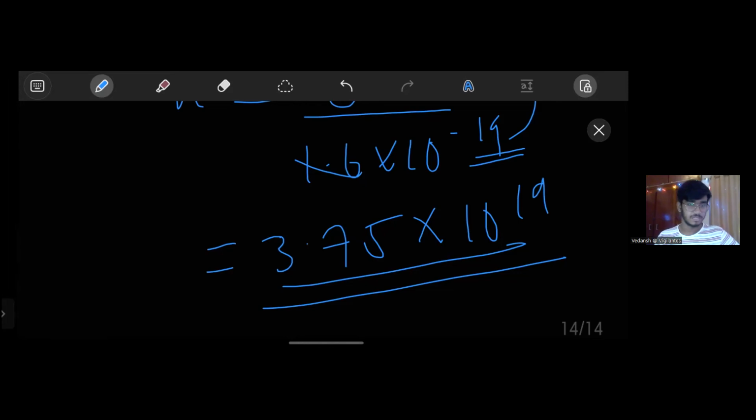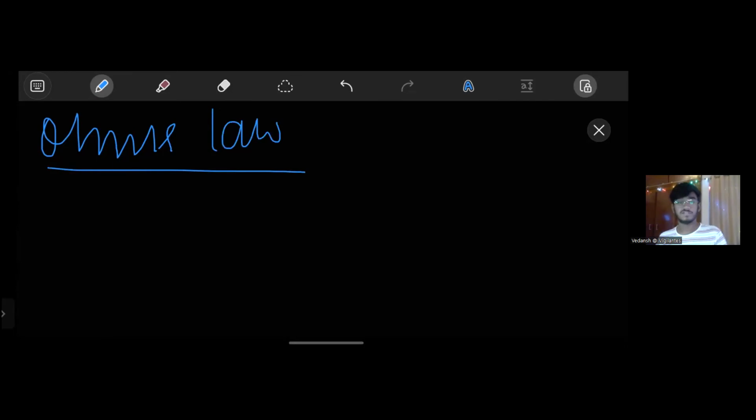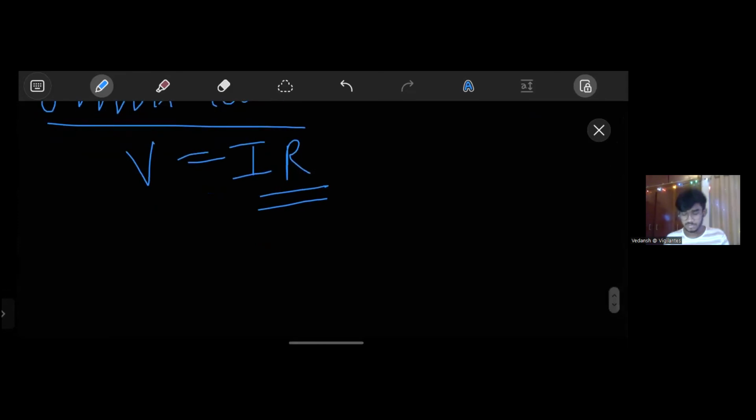A cell is connected to a bulb which develops a potential difference of 12 volts across. This is related to Ohm's law. Whenever you see volt, ampere, resistance, directly apply Ohm's law, that is V is equal to IR. Remember this, it is easier. Send I to the other side and V to the other side, and the answer comes V by R. Send R to the other side, it becomes V by I. Done.